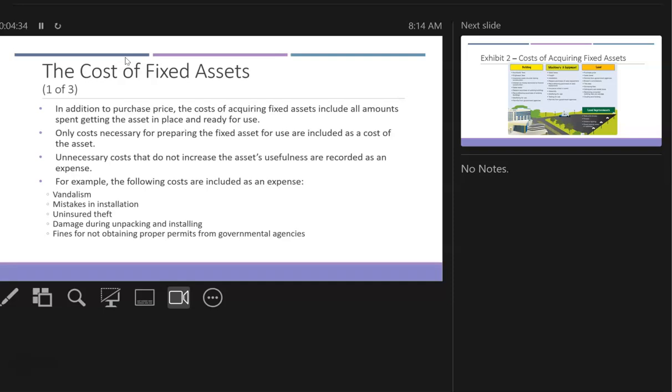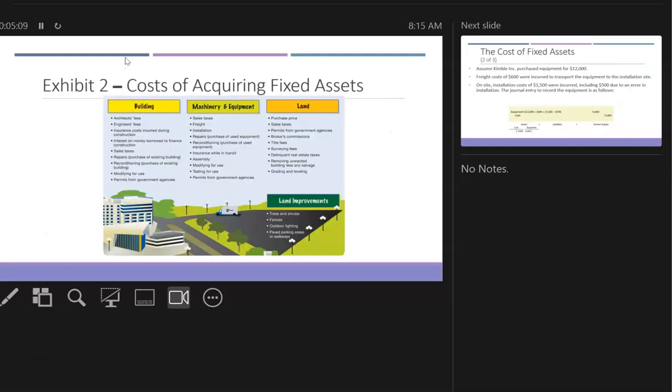So expensing items is, say an asset gets beat up, vandalized. To fix that asset, we would expense it. If the asset was being installed and somehow the installation screwed up, to fix those mess-ups, that would be an expense. Theft on an asset that's not insured would be an expense. Damage during the packing or unpacking of the asset would be an expense. Fines, all of those would be expenses, not costs that get added to the asset.